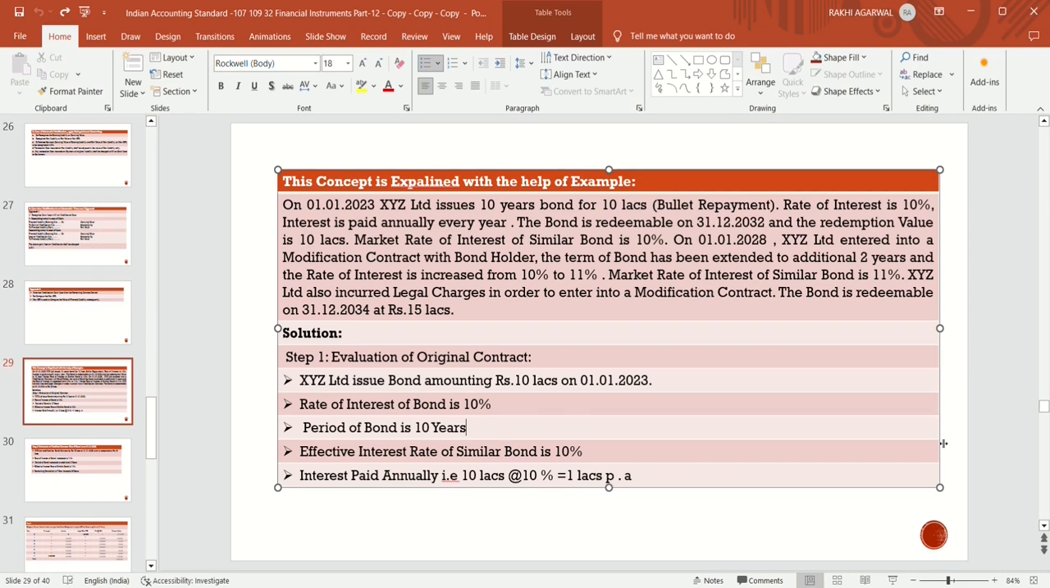So firstly, we will evaluate the original contract. That is, in the original contract XYZ Limited issued a bond amounting to rupees 10 lakhs on 1st January 2023. Rate of interest of the bond is 10%. Period of the bond is 10 years. Effective interest rate of a similar bond is 10%. Interest paid annually is 10% of 10 lakh, that is 1 lakh per annum.